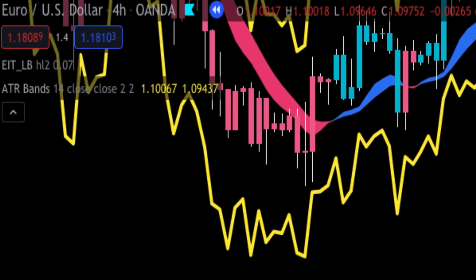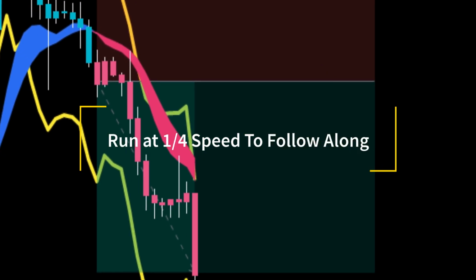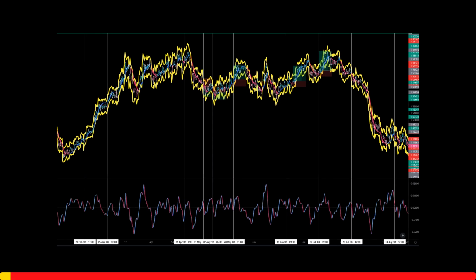I'm going to give you some ideas on how we can make this system better along with a Trader's Landing score. And now it's time to do what I do.